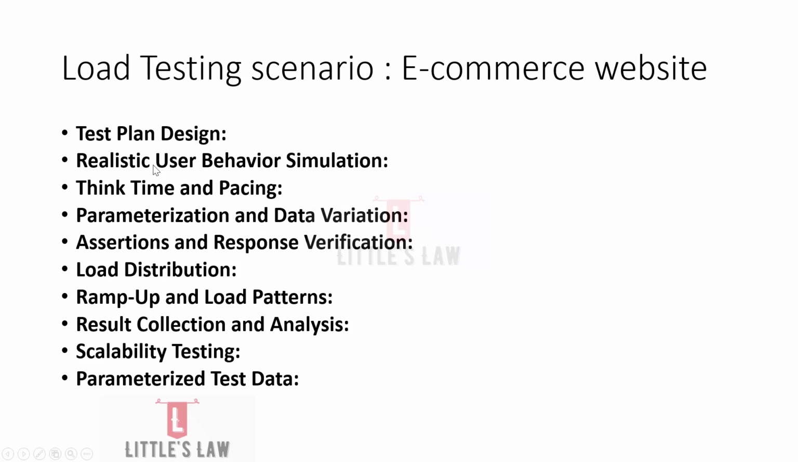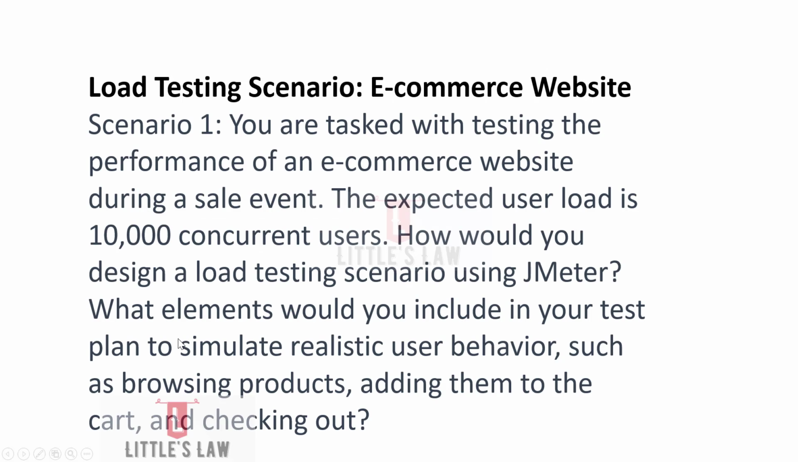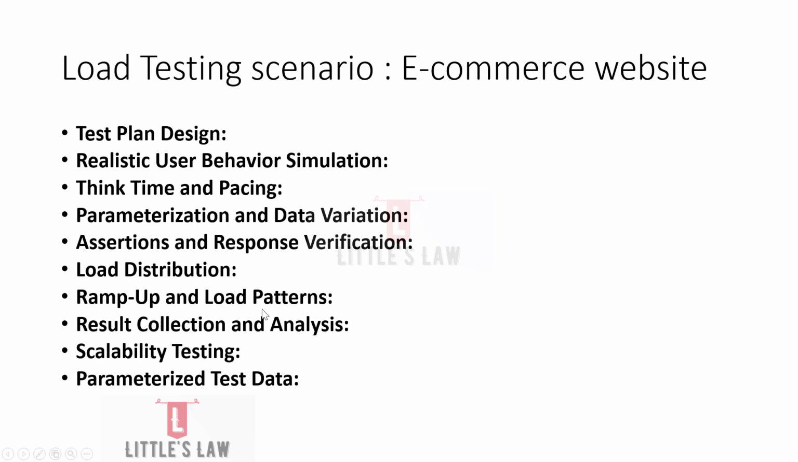Then coming to the second point, which is realistic user behavior simulation. To simulate realistic user behavior, we have to follow a few steps. The first thing is browsing products. In the scenario, he gave us a hint about which scenarios we have to add, so we have to add browsing products. We create an HTTP sampler for browsing the product categories, and we use a loop controller to simulate multiple page views within a session.